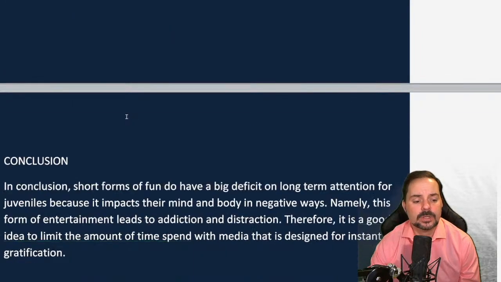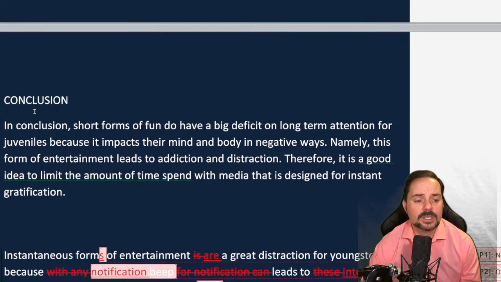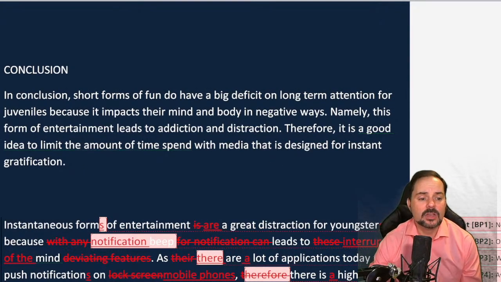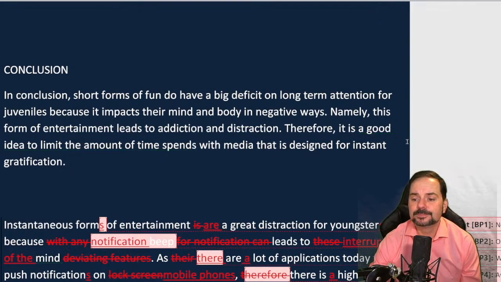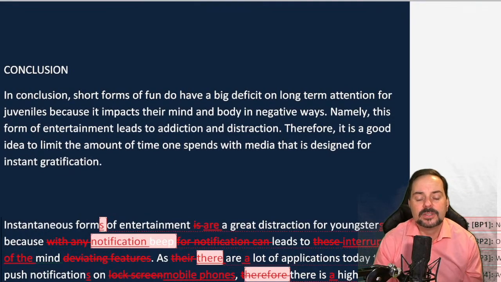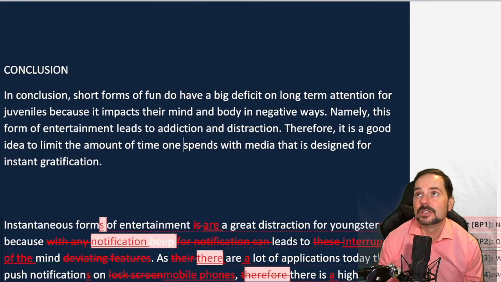In conclusion, short forms of fun do have a big deficit on long-term attention for juveniles because it impacts their mind and body in negative ways. Namely, this form of entertainment leads to addiction and distraction. Therefore, it is a good idea to limit the amount of time spent with media that is designed for instant gratification.